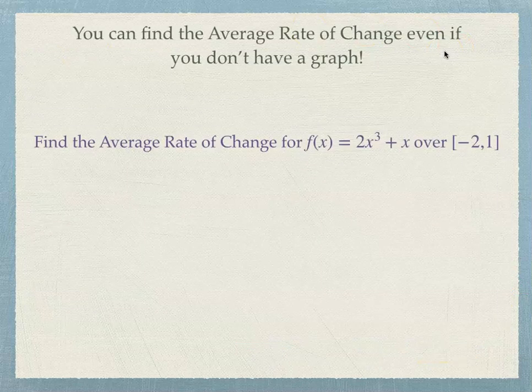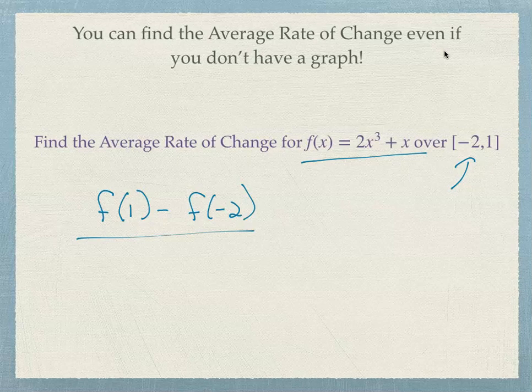Okay. Now, you can find average rate of change even if you're not looking at a graph. So if I am looking at this function right here, f of x, over this interval, -2, 1, okay, I can still calculate f of b minus f of a. I'm just going to write it out. So I'm going to say f of 1 minus f of -2 all over 1 minus -2. Now I'm going to use this function instead of a graph to give me my function values.